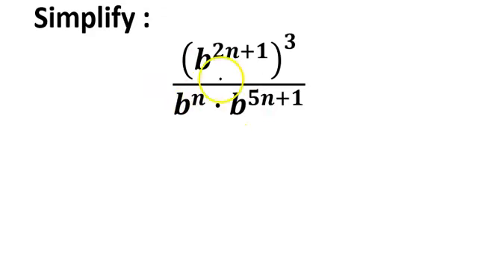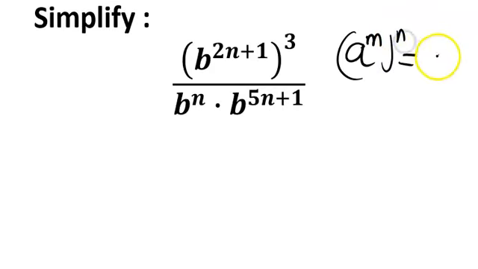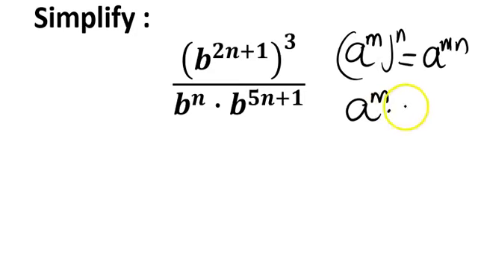Looking at this question, one of the laws of indices says that a raised to the power m, all raised to the power n, is the same as a raised to the power mn. And then a raised to the power m times a raised to the power n is a raised to the power m plus n. So we are going to use these two laws to simplify this.